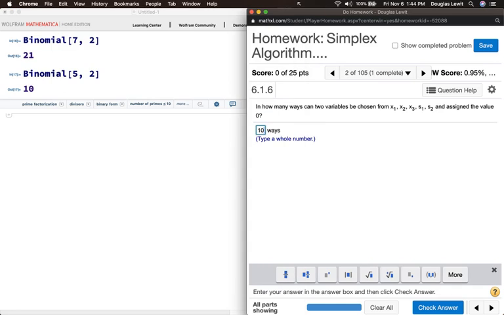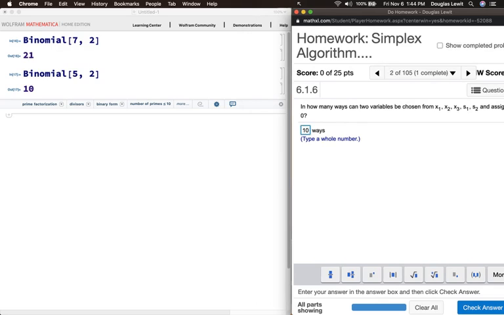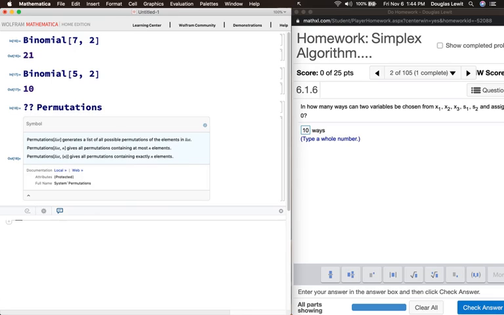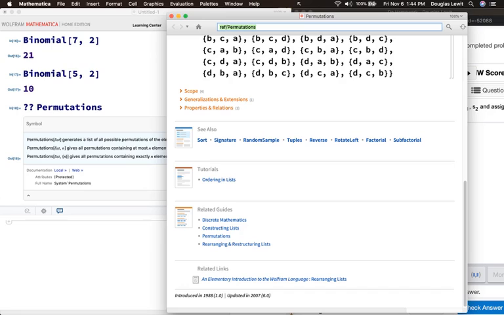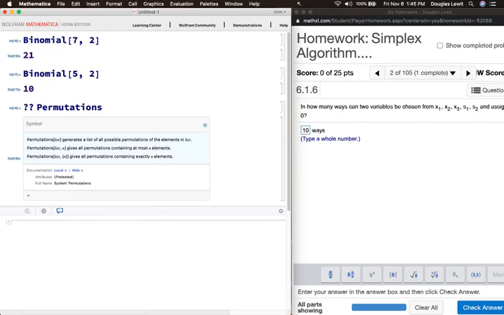I believe there's actually a way to enumerate that in Mathematica. Let me see if I remember how to do that. I'm going to look something up. I know it's not the permutations command, but it's actually related to the permutations command. I would have to look that up. The problem doesn't ask for all the different combinations, so I don't think we have to worry about that.